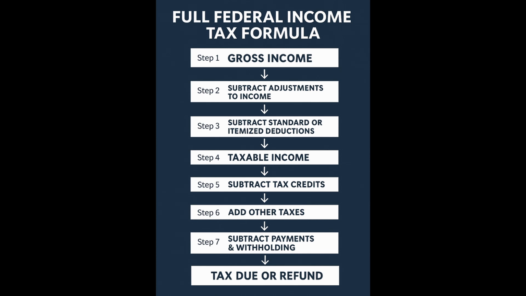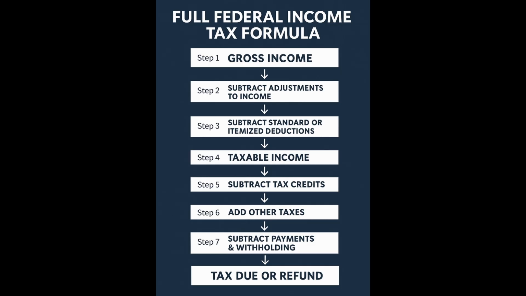Step 2. Subtract adjustments to income, also called above-the-line deductions. Common examples: IRA contributions, student loan interest, HSA contributions, educator expenses, half of self-employment tax, SEP, SIMPLE, solo 401k contributions, alimony paid, pre-2019 divorces, and self-employed health insurance. The result of Step 2 is your AGI.